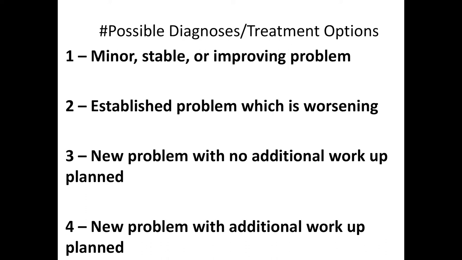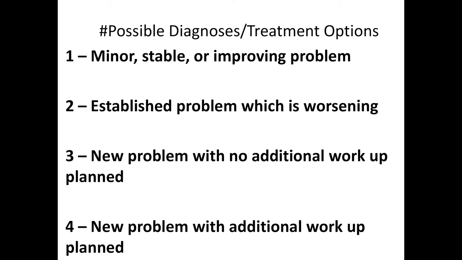If it is a new problem with no additional workup planned, new patient with an ingrown, you take it out and send them off, you get a 3 in this column. If the follow-up tinea person who was doing great and you said we don't have to do anything more with the tinea had a new ingrown that needed to be removed, you get a 1 for the improving tinea and a 3 for the new problem that didn't require additional workup, you get a 4 in this category. So that's how you determine where you are in that column.